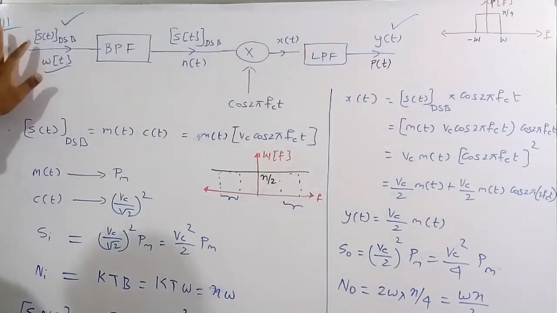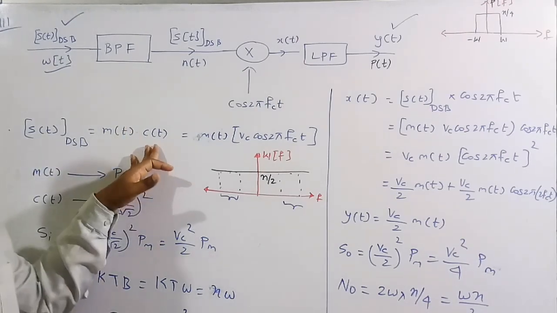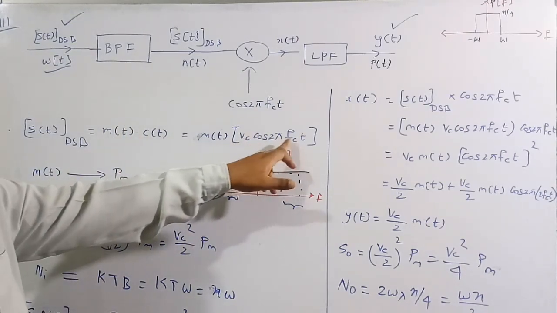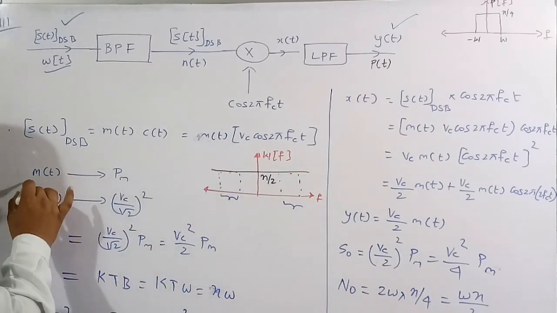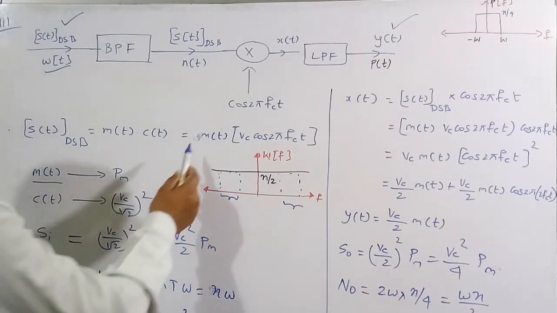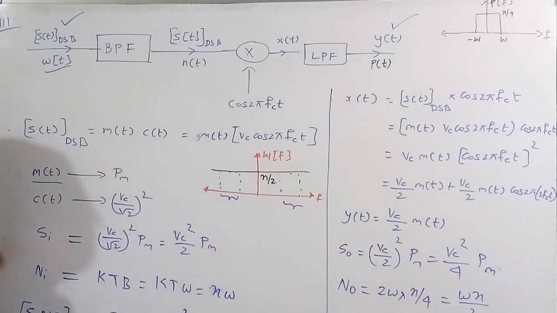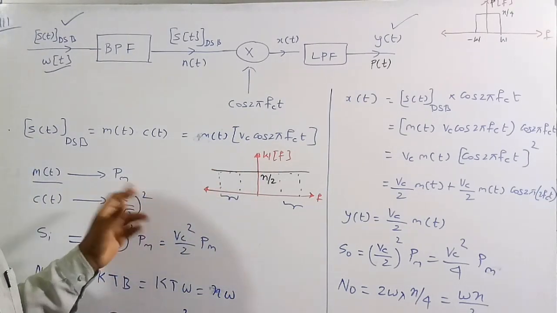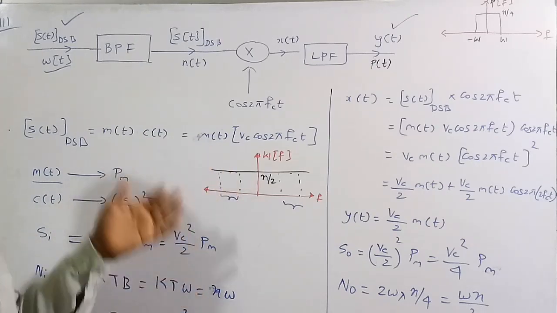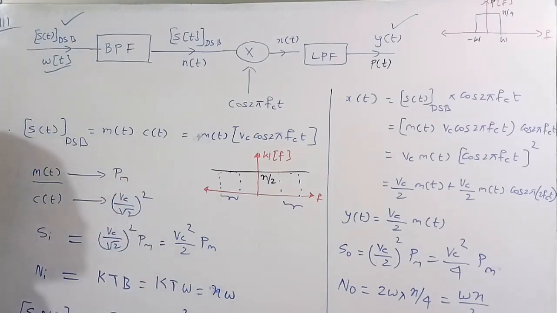So this S of t DSB is equal to M of t into C of t, which is the product of the message signal and the carrier signal. C of t is basically Vc into cos 2 pi fct. So M of t into Vc into cos 2 pi fct. Suppose M of t has some power Pm. The carrier signal has power equal to the RMS value of the voltage whole square. We have to take the RMS value of the signal and then square it. So the RMS of Vc cos 2 pi fct is Vc by root 2, and then we have to square that.